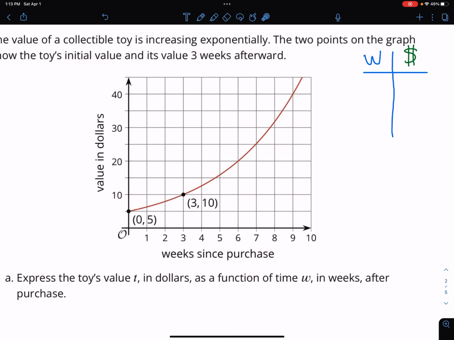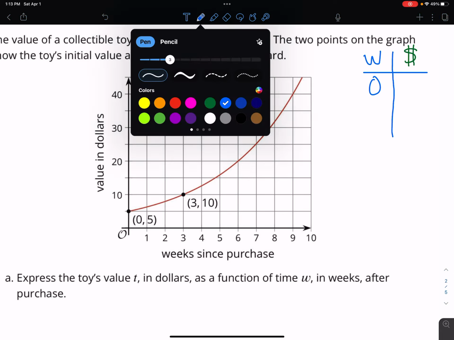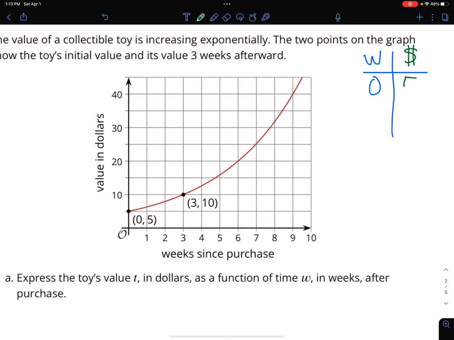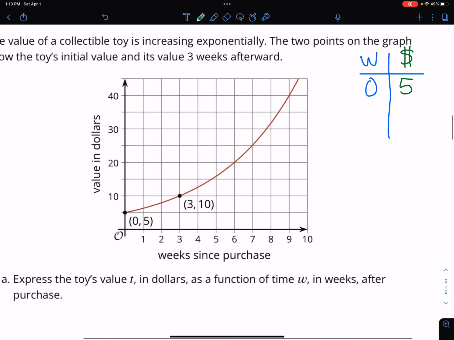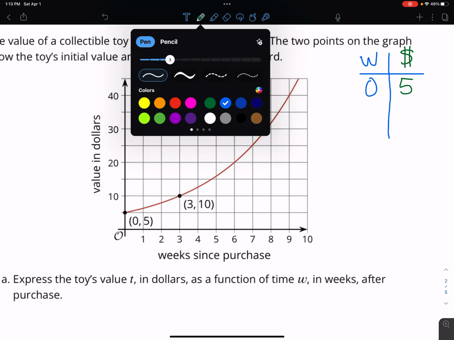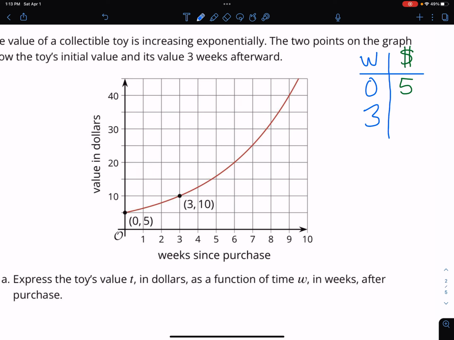So that's why I put this table in here, so we can analyze what this coordinate pair is telling me. On the left, I got weeks, 0 weeks. And you can kind of see it from the graph too, not just the coordinate pair there. And then how about the 5? The 5 in that 0, 5 coordinate pair. Here's the value. It was worth $5. 0 weeks. That's the initial, the beginning value. That's where we started. And then after 3 weeks, this thing is worth $10.